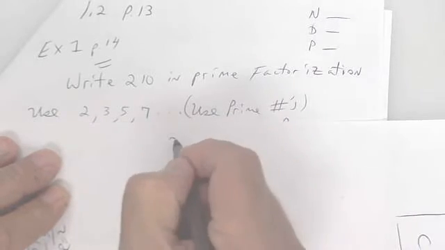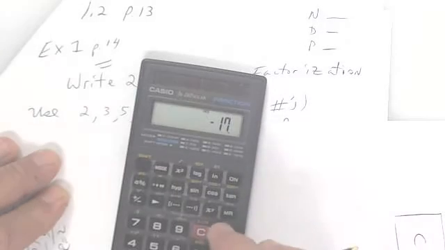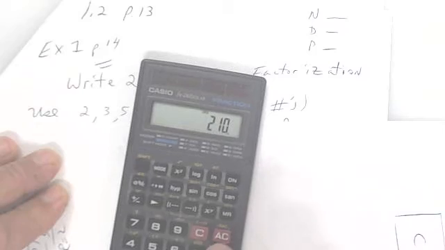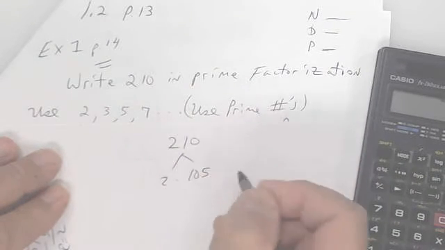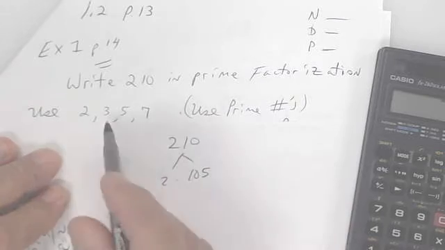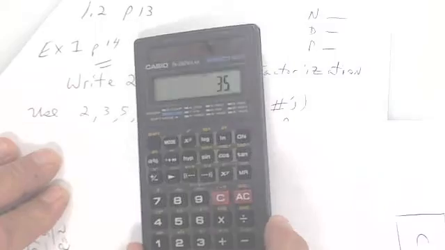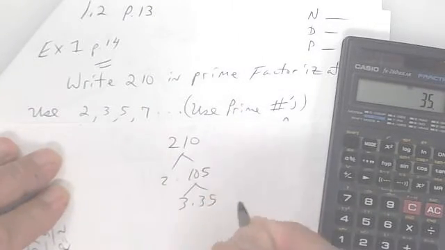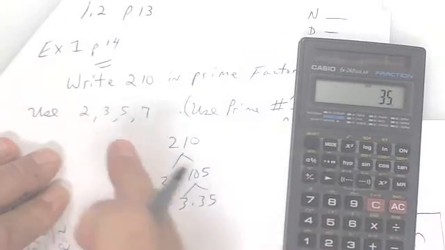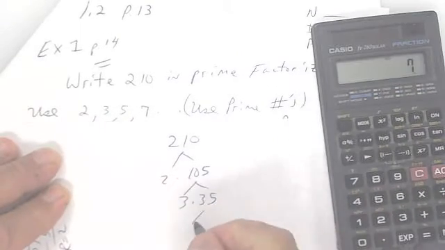So you get your calculator and you take 210 divided by 2. Well, you might know that. So 210 divided by 2 equals, I get 105. And then you try 2 again. Well, 2 is not going to work, so you try 3. So divide it by 3. And I get 35. So I get 3 times 35. And then you try 5. So divide it by 5. We know that is 7. So it's going to be 5 times 7.